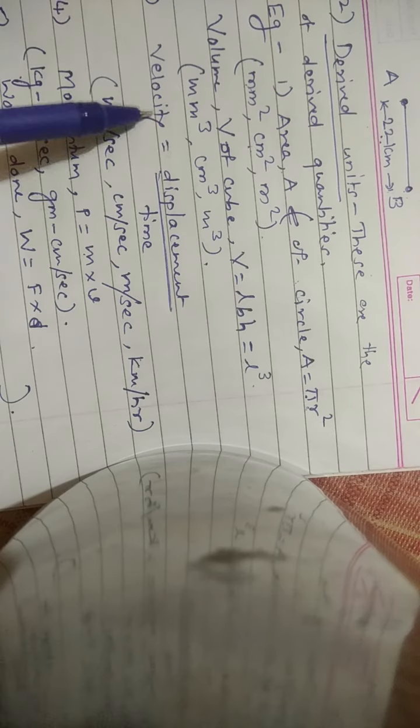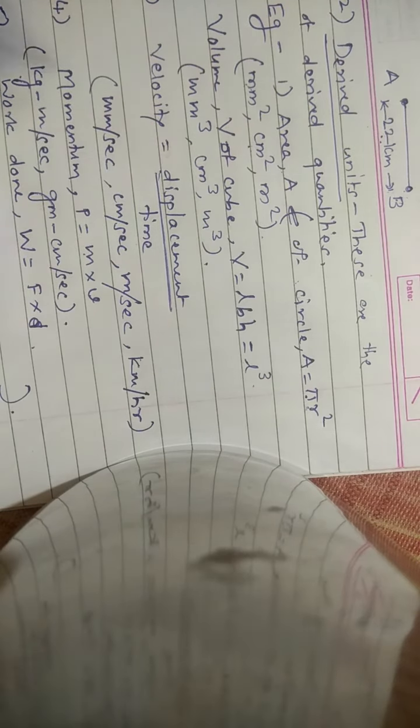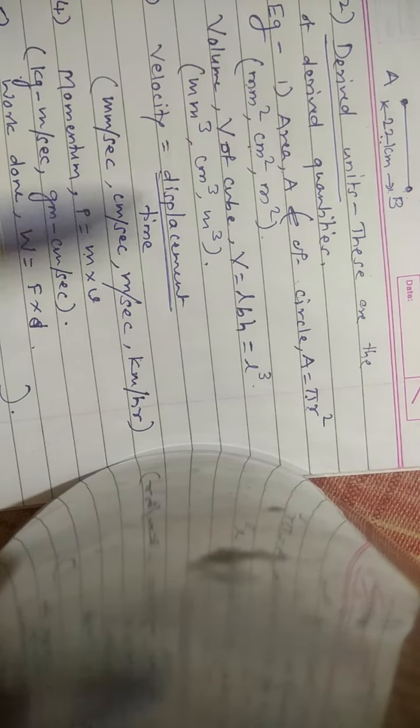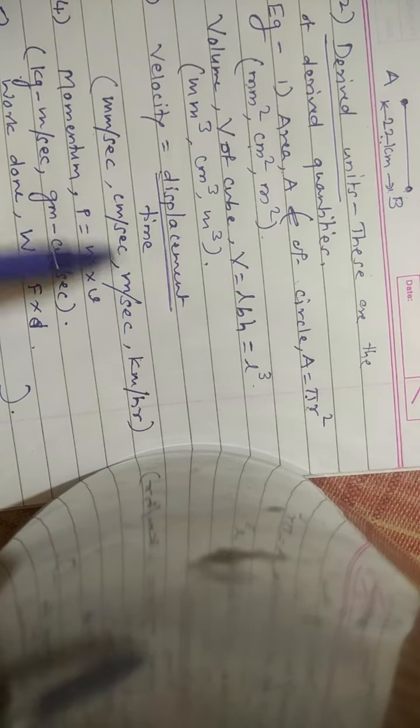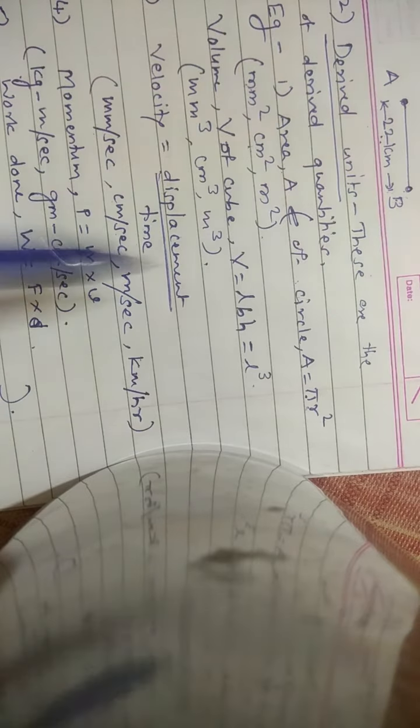Like velocity, displacement by time. So displacement, as I have given the example here, you know it. If displacement is in millimeters, divided by, that means per, time in seconds. Displacement is in centimeters, time in seconds. Displacement is in meters. Displacement, basically it's a length, right? So if it is in meters, time will be in seconds.